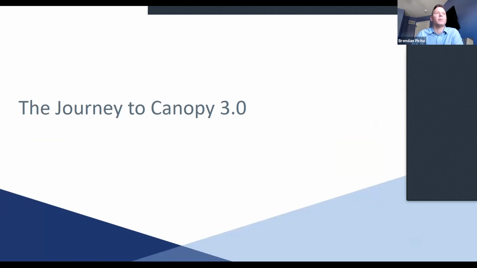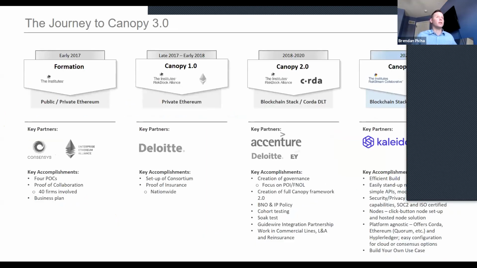So the journey to Canopy 3.0, as mentioned, we started around 2017. At the time, we were working with Consensus and the Enterprise Ethereum Alliance. We created 4 proof of concepts, and we wanted to prove to the industry and prove to ourselves that we could collaborate with basically competitors. We can bring competitors together to collaborate with one another, and we did do that. And we also started looking at the business plan for the consortium at that time.